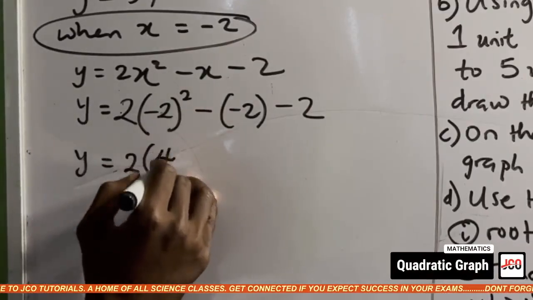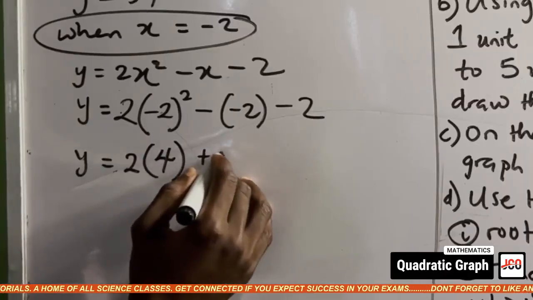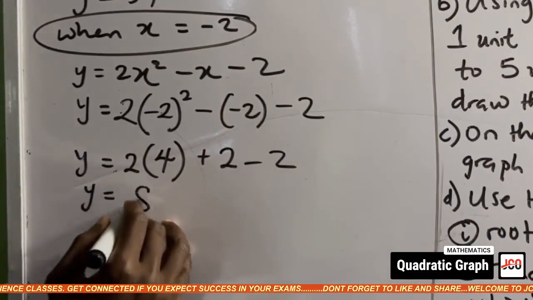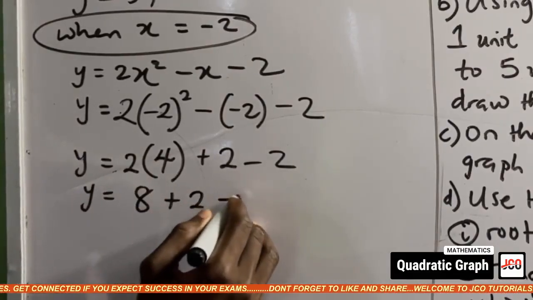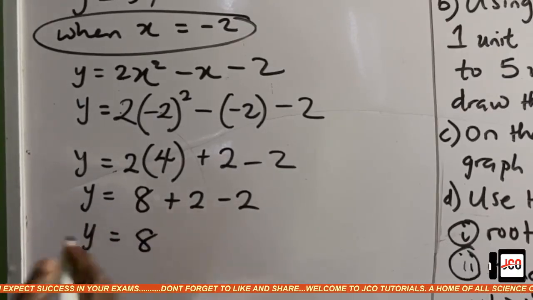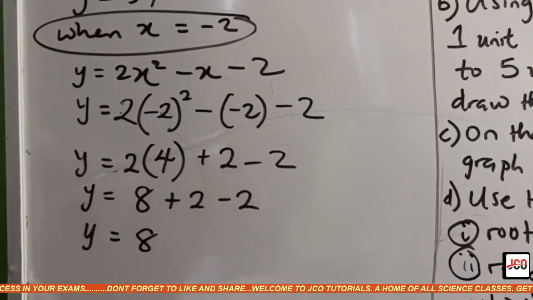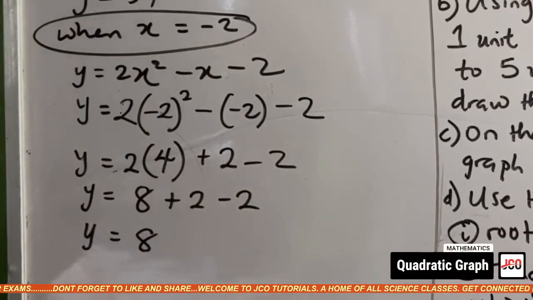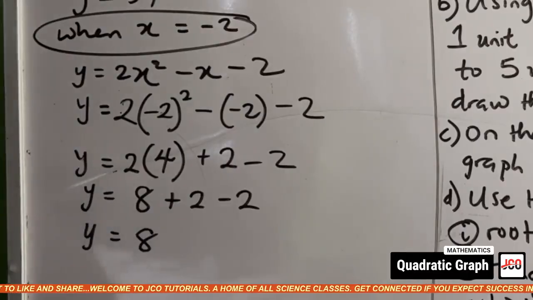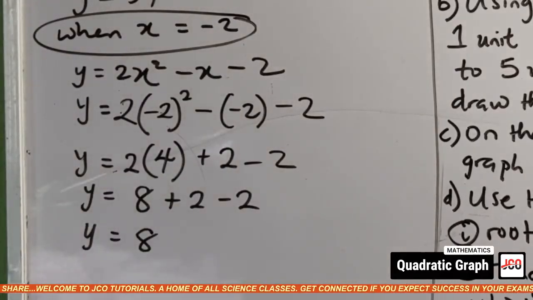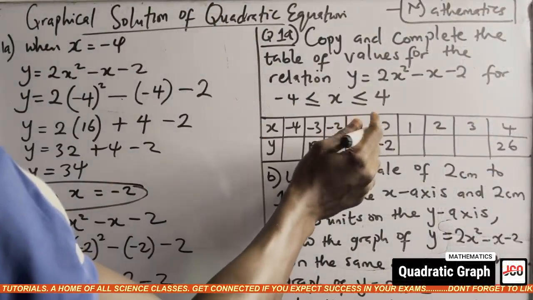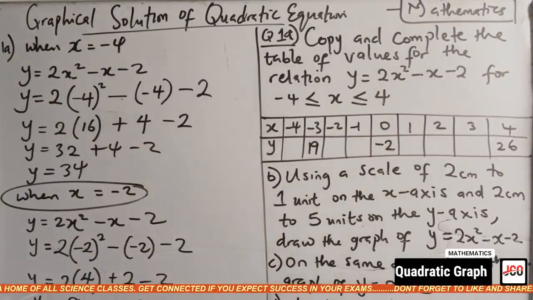-2 squared is 4. Minus times minus is plus 2, then -2 there. 2 times 4 is 8, plus 2, minus 2. 8 plus 2 is 10, 10 minus 2 is 8. So that's the second value, the value of y when x is -2. Moving on further now, we want to calculate the next one, which is when x is -1. When x is -1, and then when x is 1 and 2 and 3.